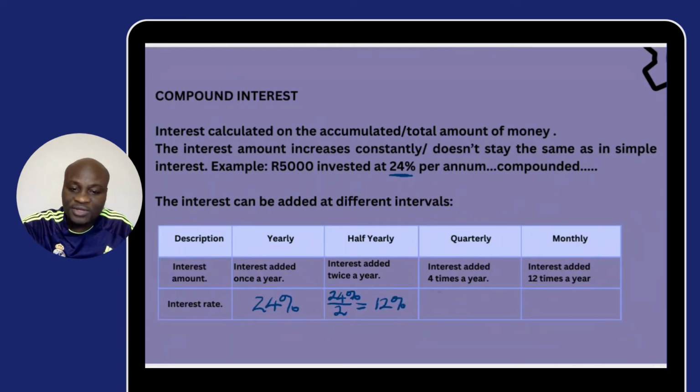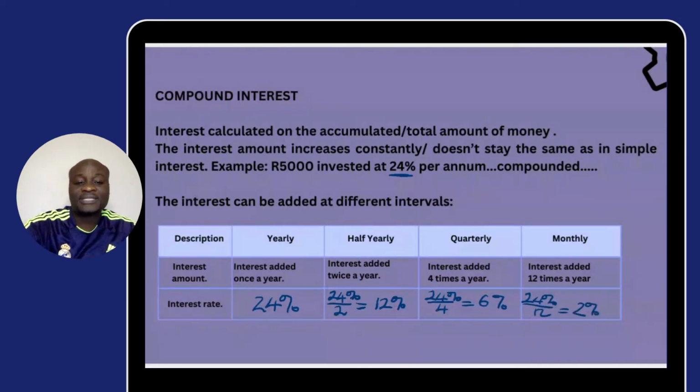When you're dealing with it compounded quarterly, we take the 24% and divide it by 4. So our interest rate becomes 6%, which means we calculate the 6% as our interest 4 times in a given year. And when you're saying monthly, it means 24% divided by 12, and our interest rate will be 2%. So we are adding 2% on a monthly basis, so that at the end of the year, it adds back up to 24%, which is the given interest rate. I hope you get that one. Now let's get into an example and see how it works.